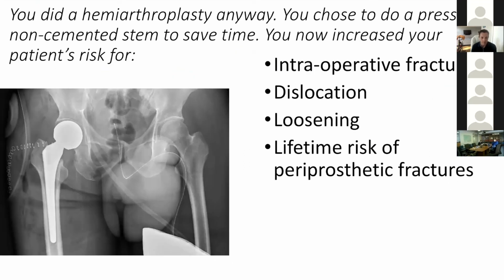So that's it. Okay. So despite the slight advantage of a total hip replacement, you decide to do a hemiarthroplasty anyway. So you choose a press fit over a non-cemented stem to save time. So doing that, you now increase your patient's risk for what? Intraoperative fracture, dislocation, loosening, or a lifetime risk of periprosthetic fractures.